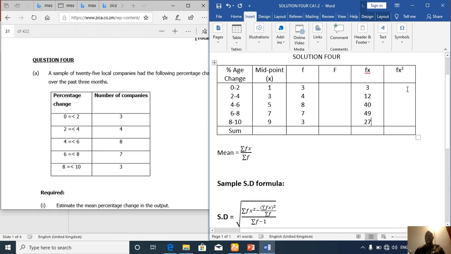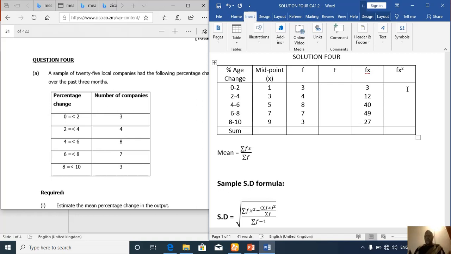Now, how do we get the fx squared? There are two ways you can get the fx squared. Firstly, you can take the fx and multiply it by x. That is going to give you the fx squared. Or you can first of all square the x values and then multiply those squared x values by the frequency. It's going to give you fx squared.